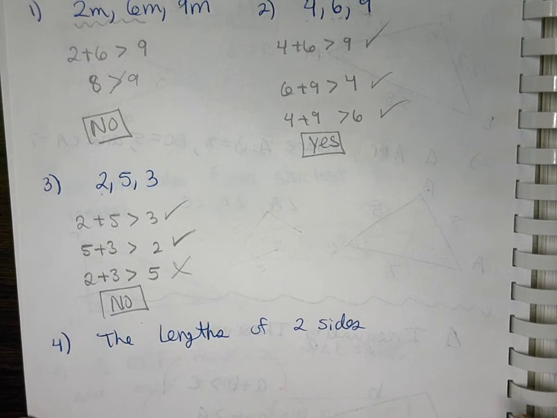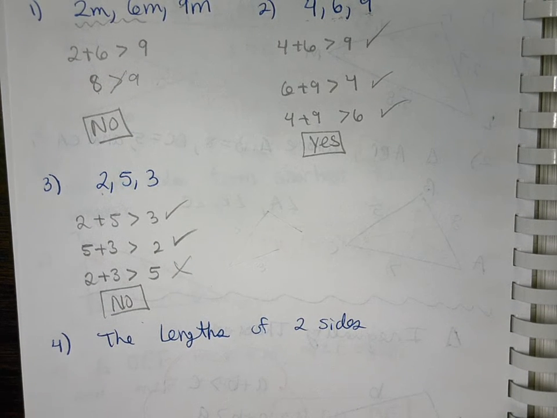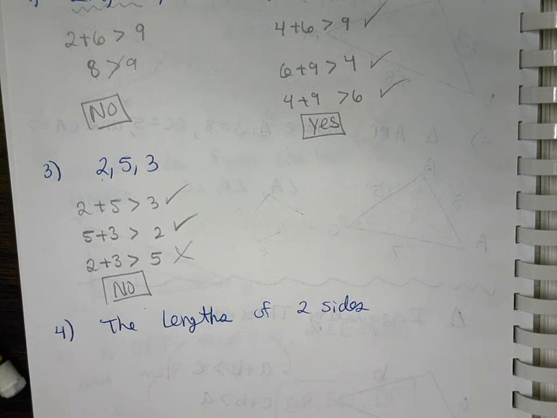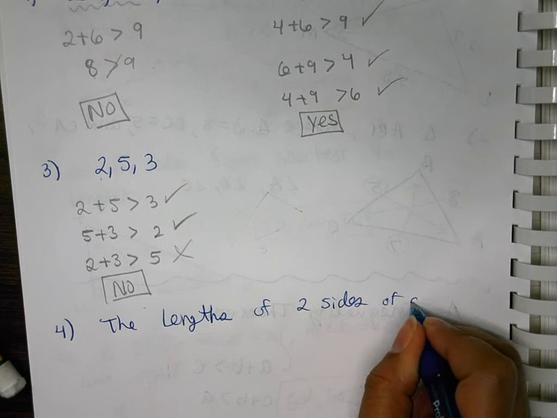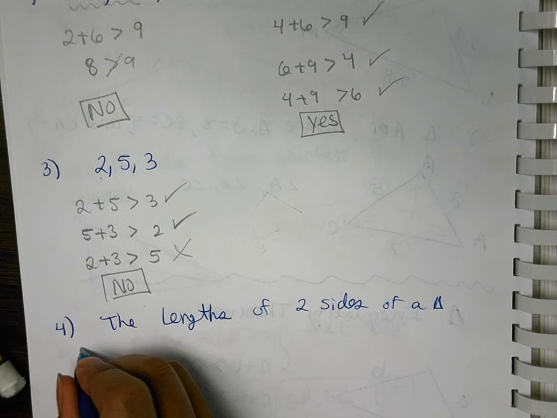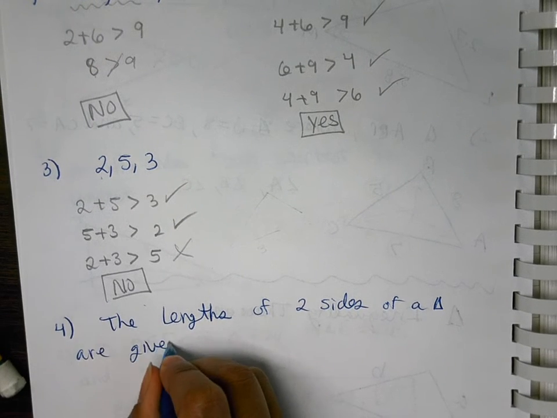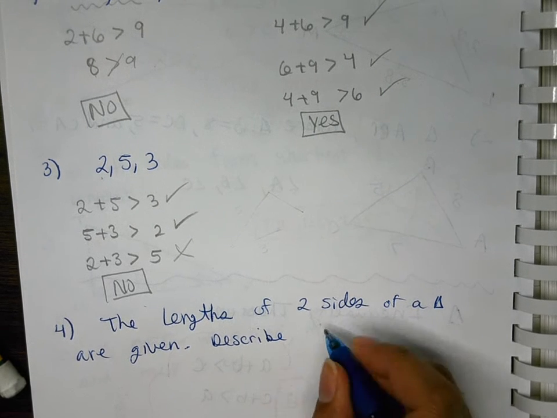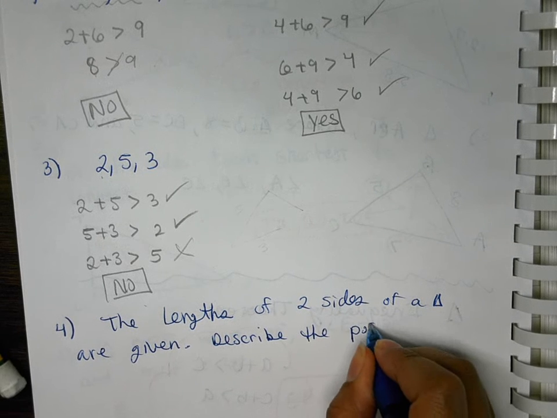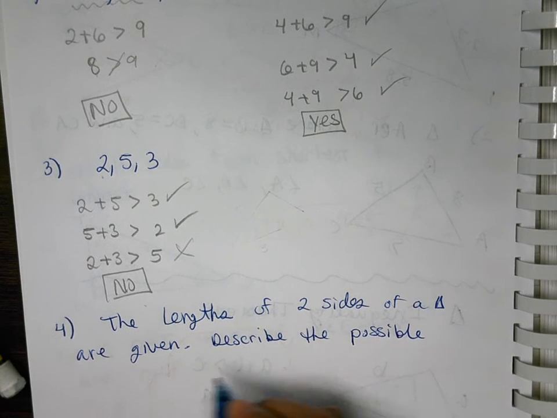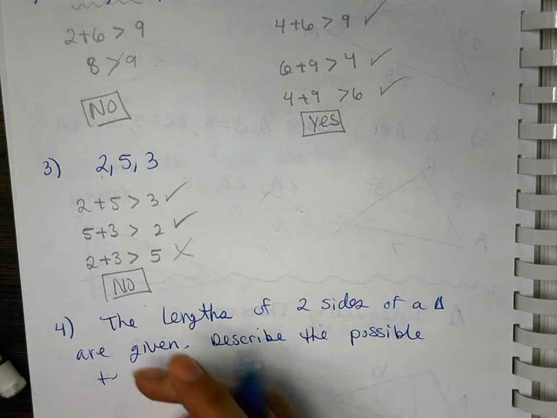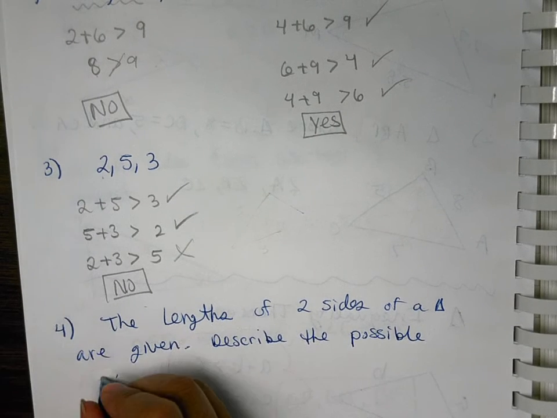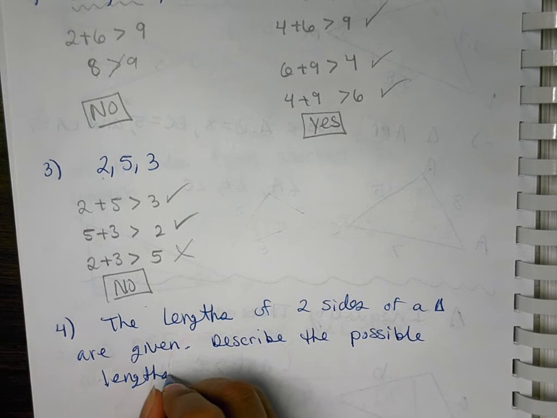All right. I had a test. The lengths of 2 sides of a triangle are given. Describe the possible lengths for the third side.